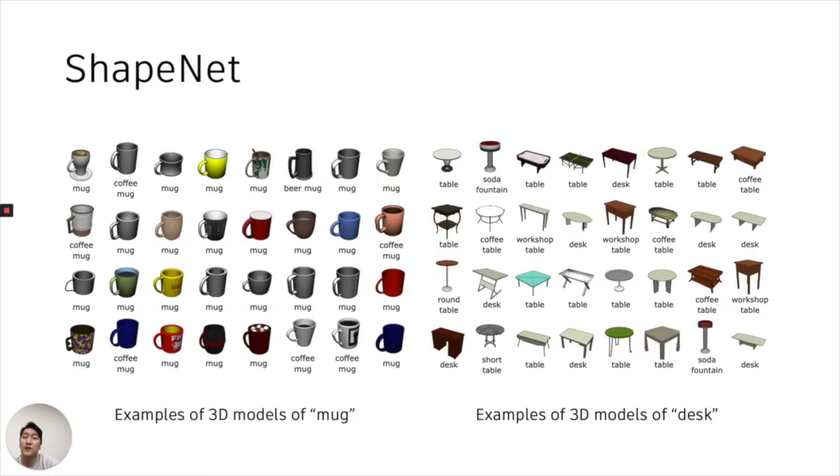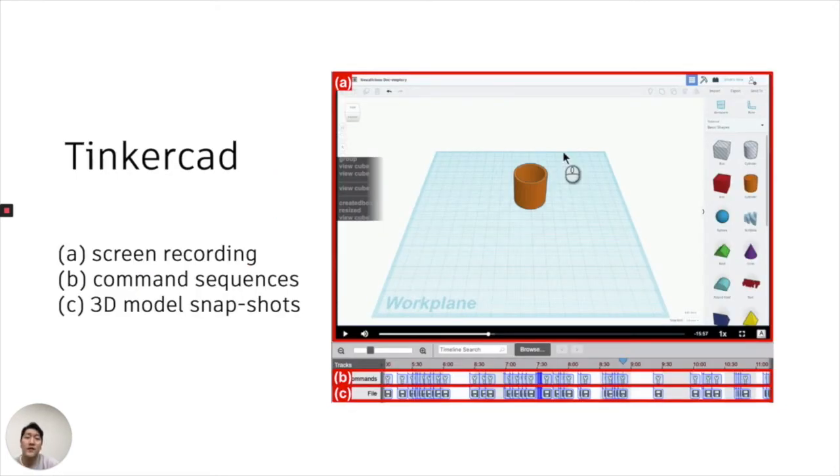For training the autoencoder, we used all of the 3D ShapeNet data, the largest publicly available repository for 3D models, covering about 55 common object categories and 50,000 unique 3D models. To investigate this approach for constructing workflow graphs, we instrumented Tinkercad, a 3D solid modeling application popular in the maker community, to gather screen recordings, command sequences, and changes in the CSG trees of the specific 3D models being built.